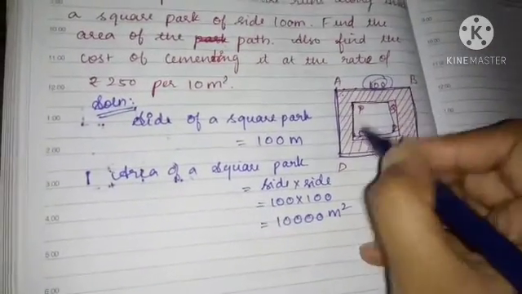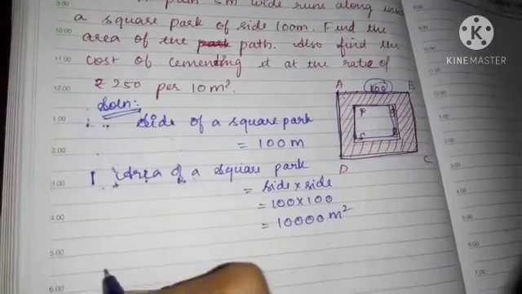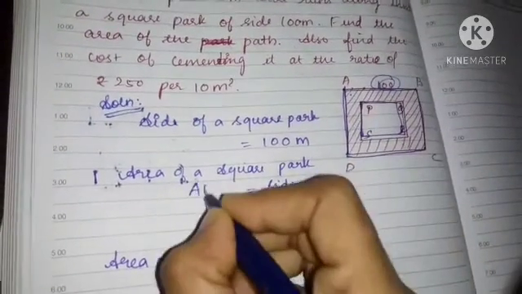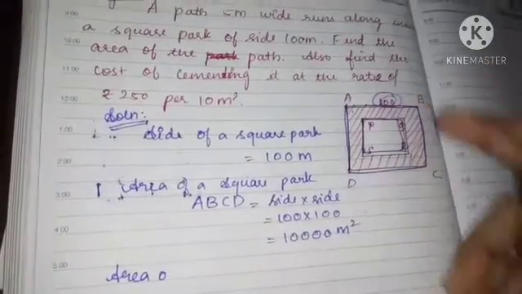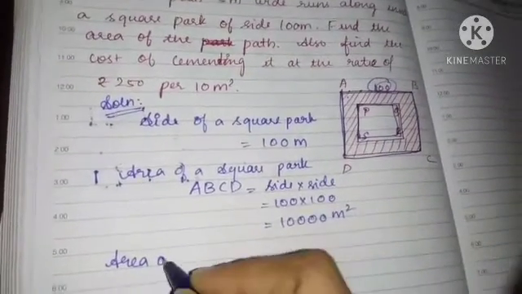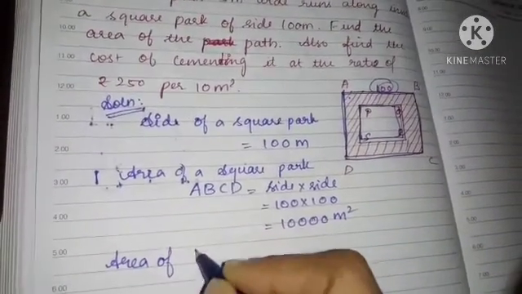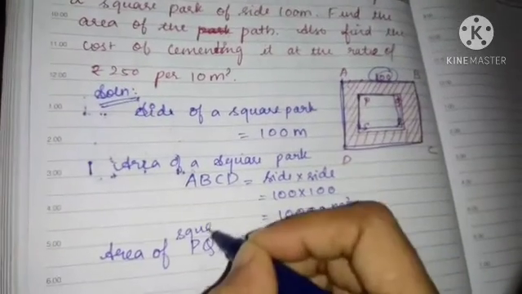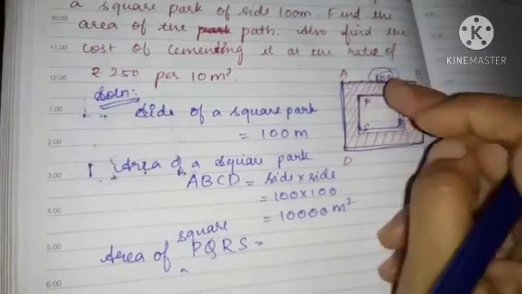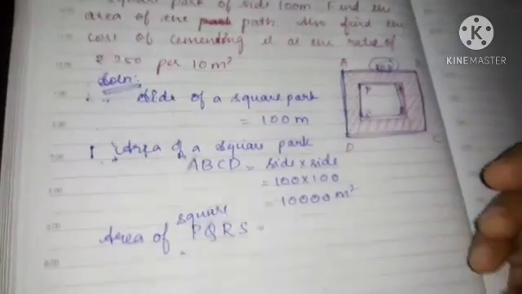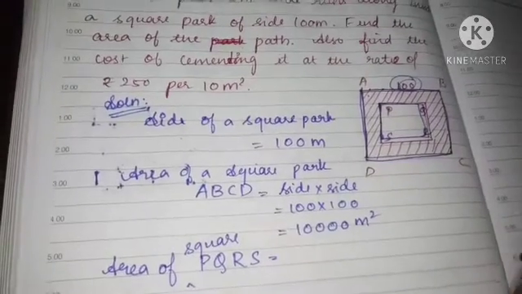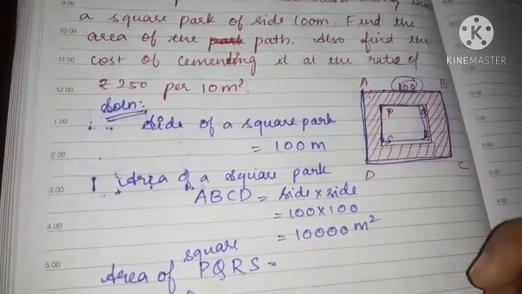Now we can find the area of this inside square. Square park is actually ABCD. ABCD is the square park. Area of PQRS square, area of the square PQRS, we should find it. So what all we want? We want the side. How we will find the side, children?